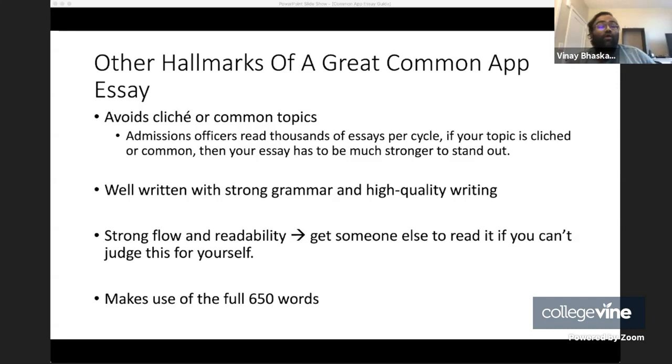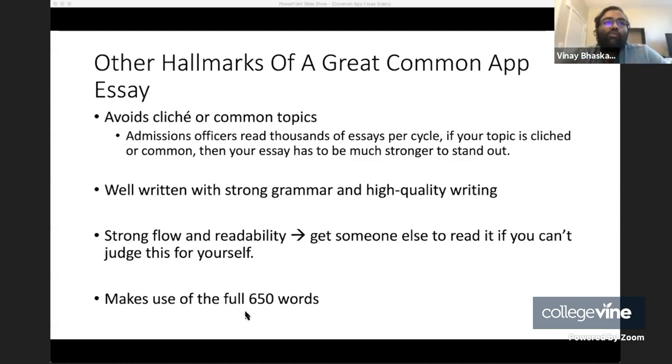And even if they read it out loud, that might enhance their ability to assess that. Finally, a great Common App essay is going to make use of the full 650 words. And so what do I mean by make use of the full 650 words? First of all, obviously you don't want to go over 650 words. By definition, going over the word count isn't going to fly with the Common App.